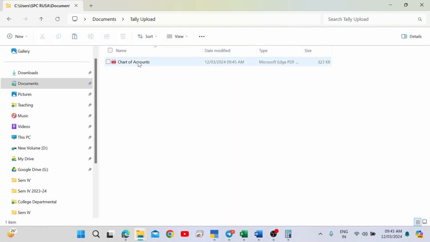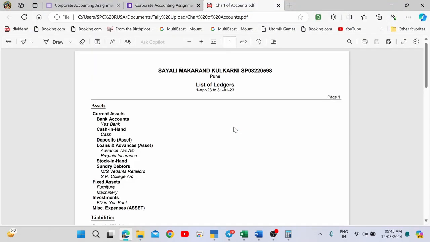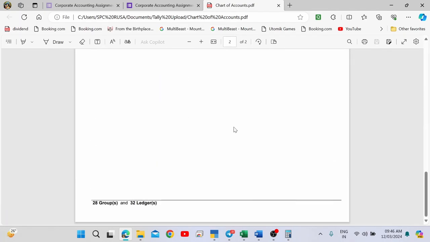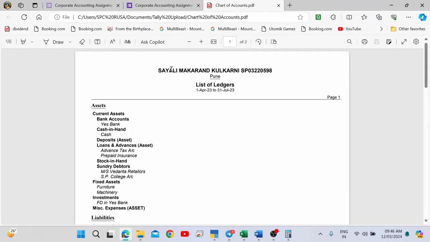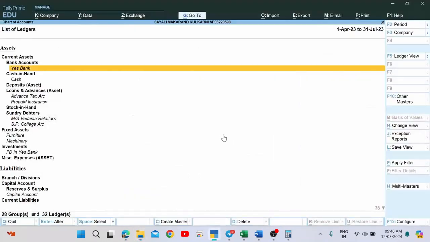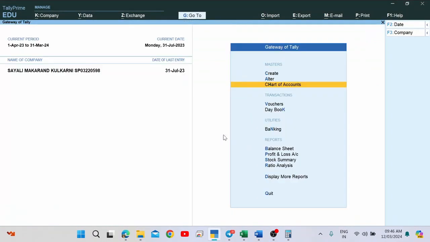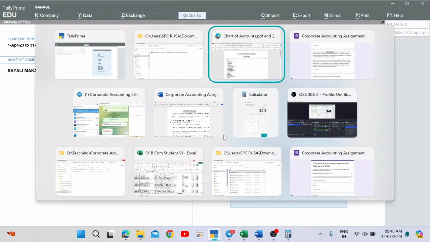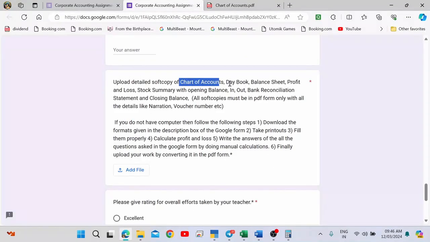Here you will get the chart of accounts, like this. I want your chart of accounts, your name, the list of the ledgers, everything. And then after uploading the chart of accounts, they are asking us to upload the day book as well.